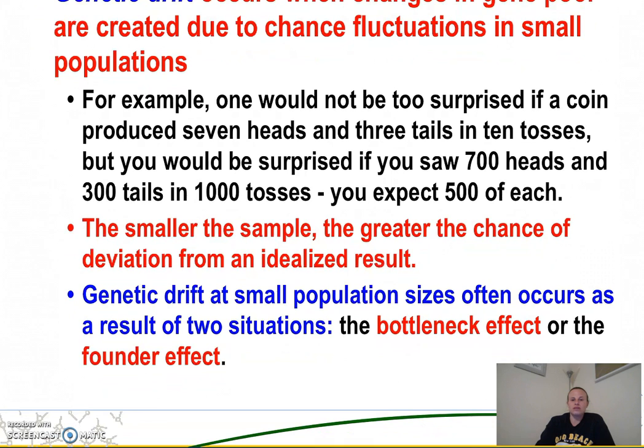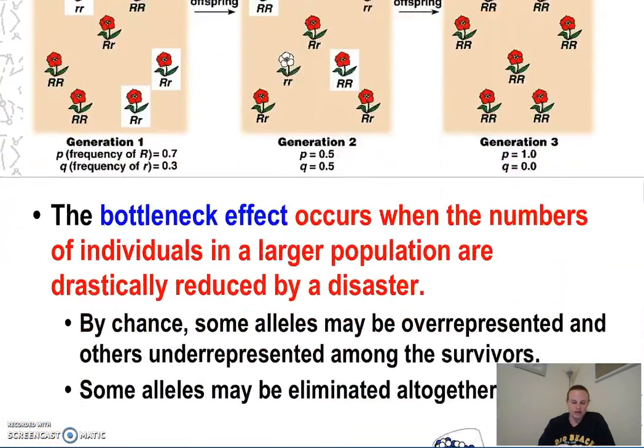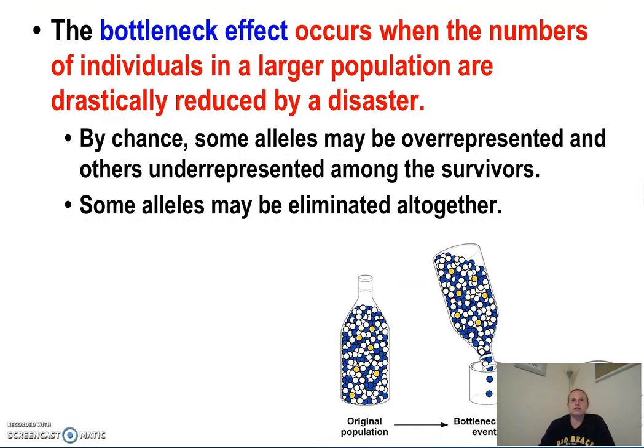Genetic drift at small population sizes often occurs as a result of 2 situations, the bottleneck effect or the founder effect. So the bottleneck effect often occurs when the numbers of individuals in a larger population are drastically reduced by disaster, either a man-made disaster like an oil spill, a natural disaster like earthquake, hurricane, flood, fire, or even disease could potentially cause a bottleneck effect, where some of the alleles will be overrepresented, some of the alleles will be underrepresented, and some of the alleles will be eliminated completely from the population.